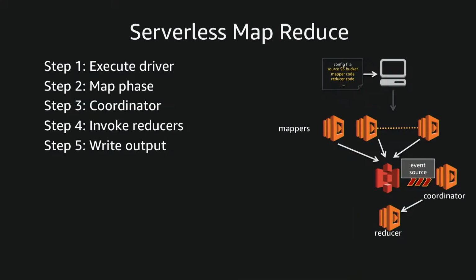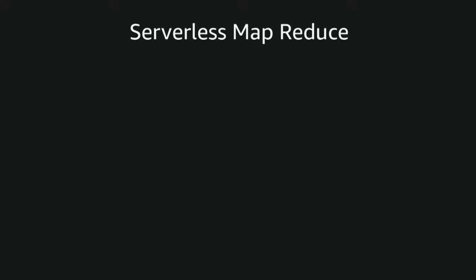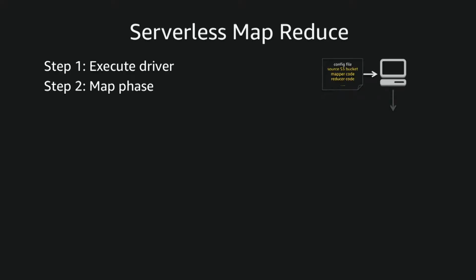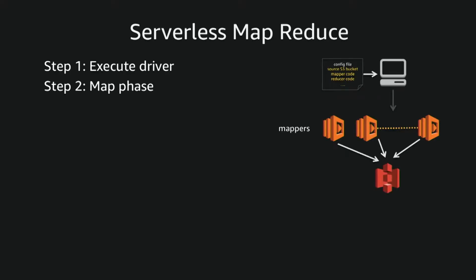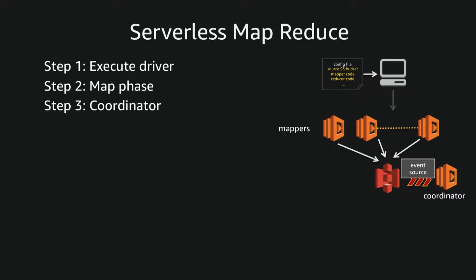I'll walk through this. So execute the driver. We then enter the map phase, where we provision the mappers. They write the map output to S3. The coordinator gets invoked. It checks, hey, have all the mappers finished? It goes recursively. And then once the mappers are finished, it does the reduce steps.